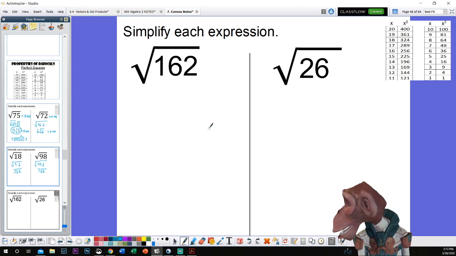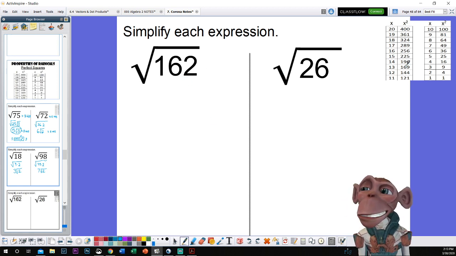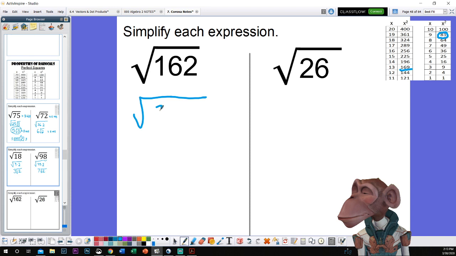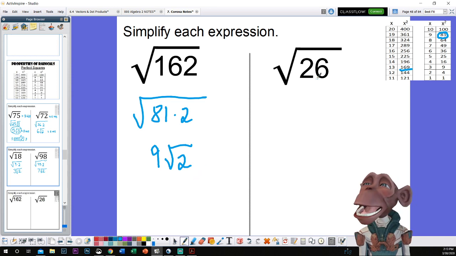We'll do a couple more just for fun. Let's go for 162. 162 is right there. I'm going to try dividing by each of these numbers until I get something that works. 144, no. 121, no. 100, no. 81, yes, this does work in my calculator. 162 is 81 times 2. Once you have that, square root of 81 is 9. Square root of 2, I just copy. And that's it.